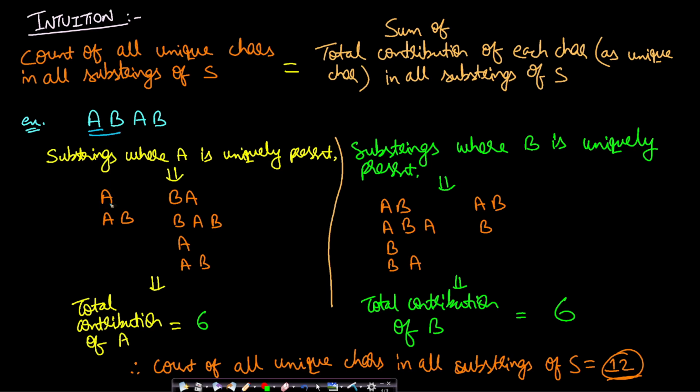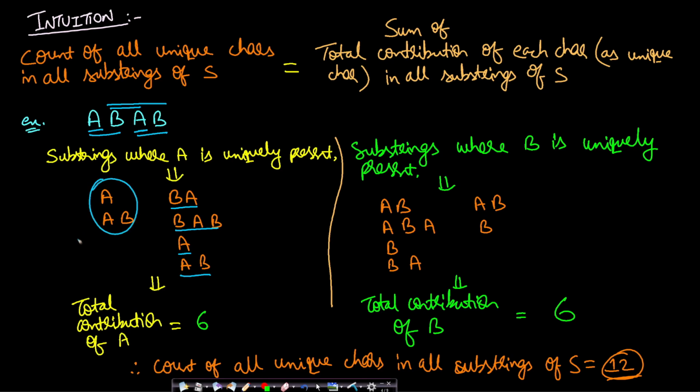So AB for the first A. For the second A you will have BA, BAB. Then a single A can also be present, so this is also given, and AB is also present, so this is also given, right? So I have written those in 2 different columns for the first A.